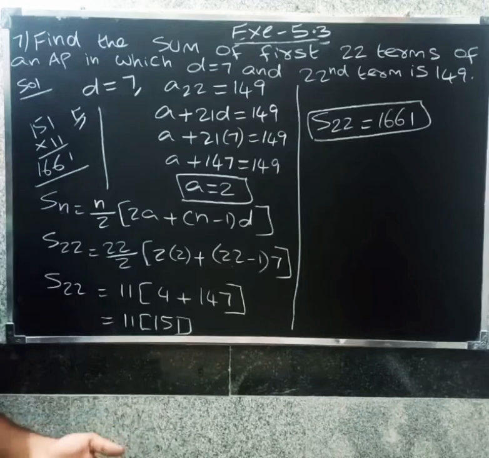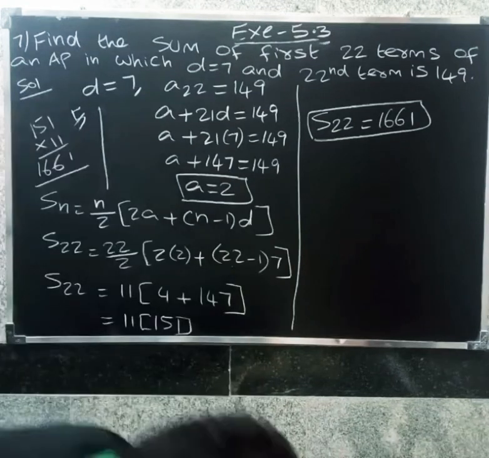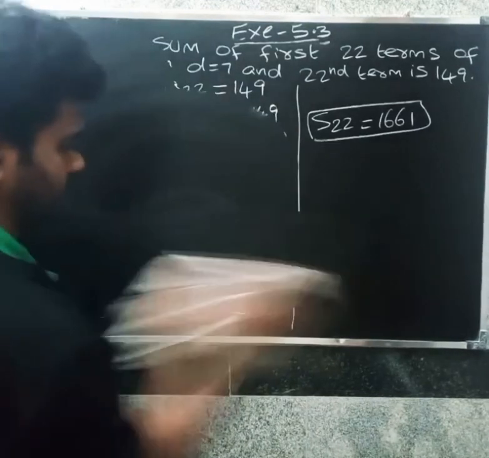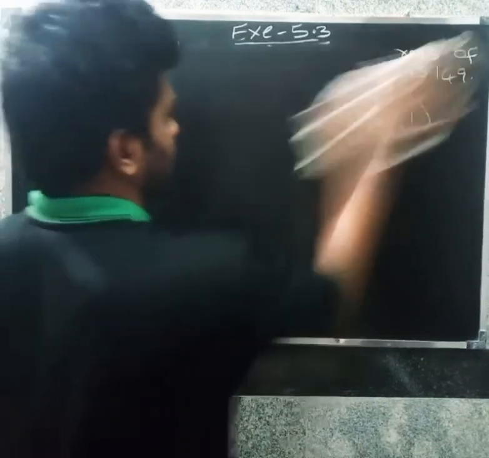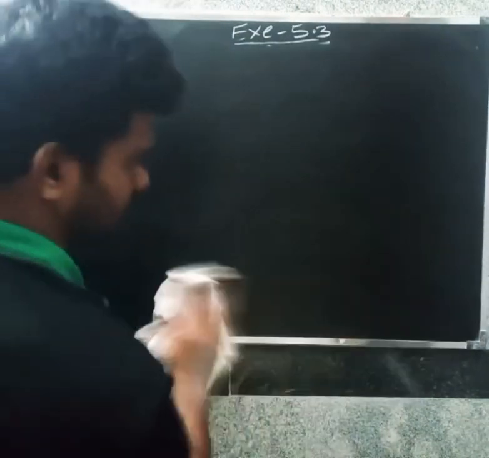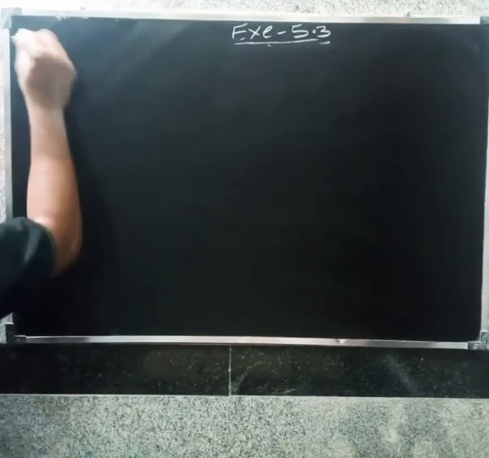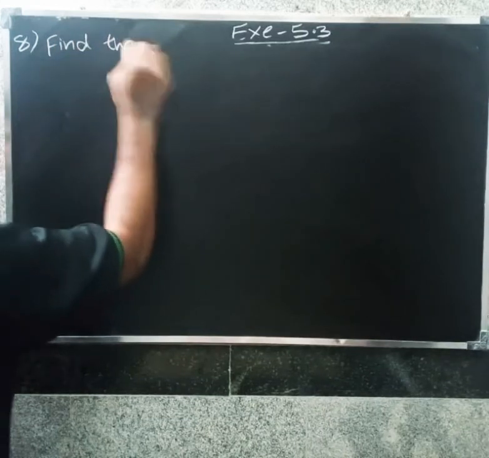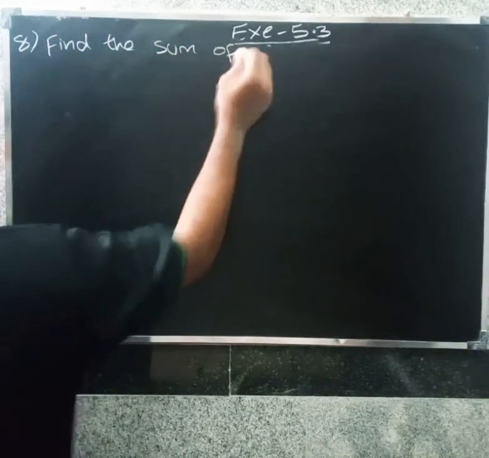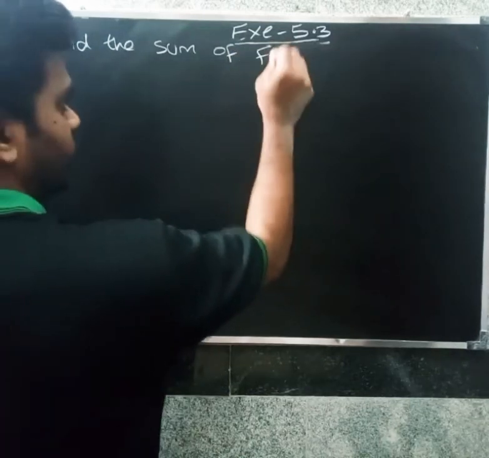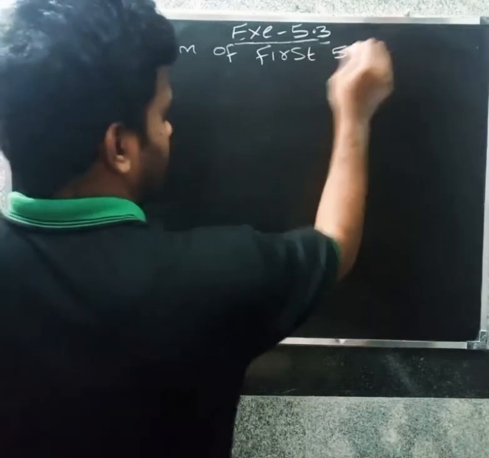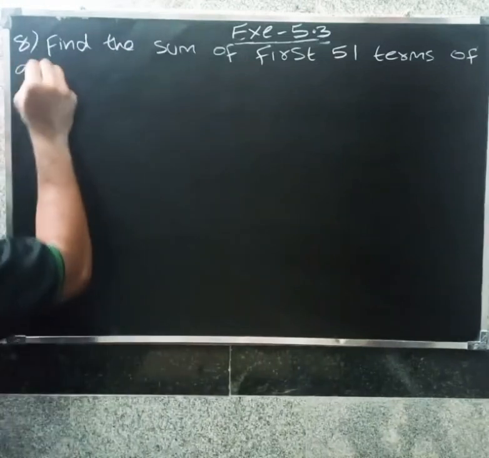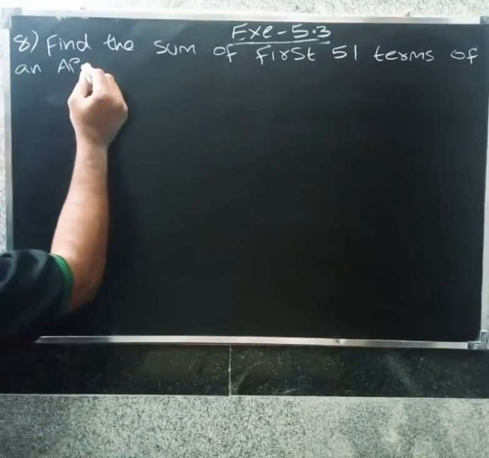Okay, so next, the 8th question. So, here is the question. Find the sum of first 51 terms of an AP whose second and third terms are?